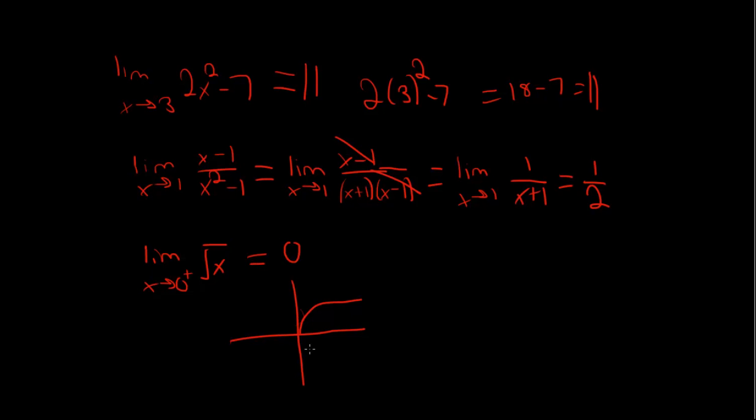Because it's here. But you'll notice that the limit as x approaches 0 from the left here doesn't exist, because there's nothing on the left of 0, because you can't take the square root of a negative number. So it only exists on one side. So you can say that the limit as x approaches 0 of this function does not exist.